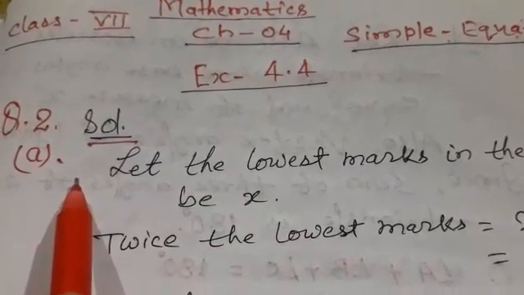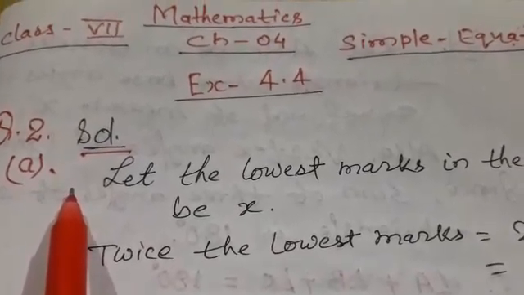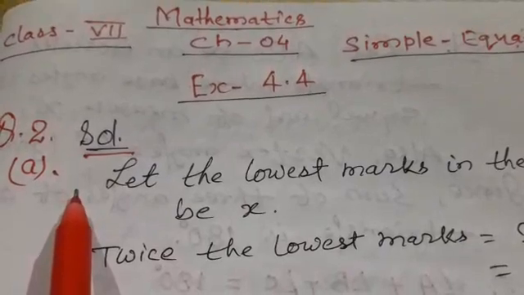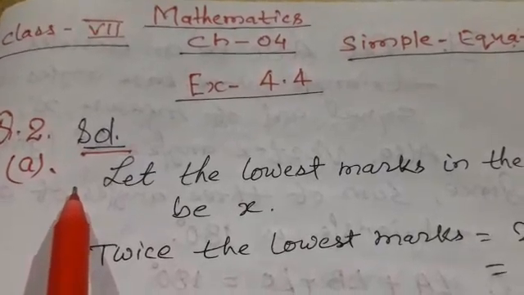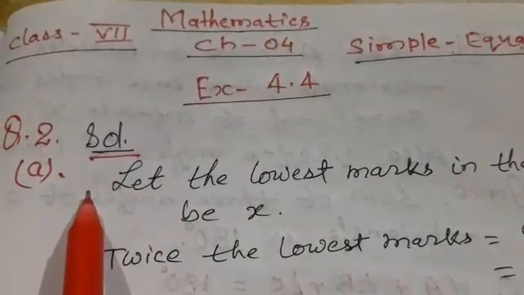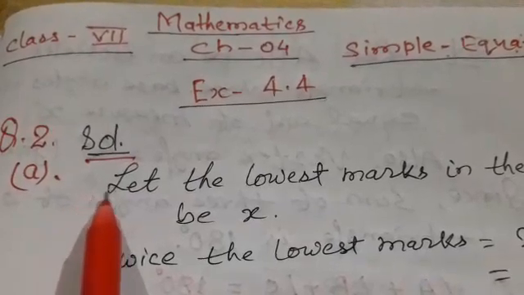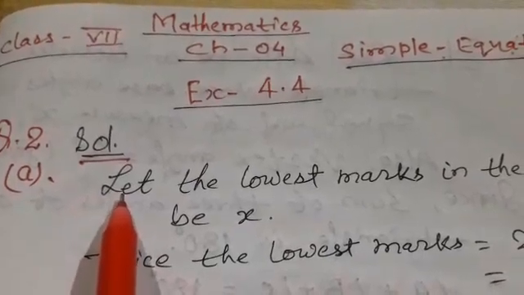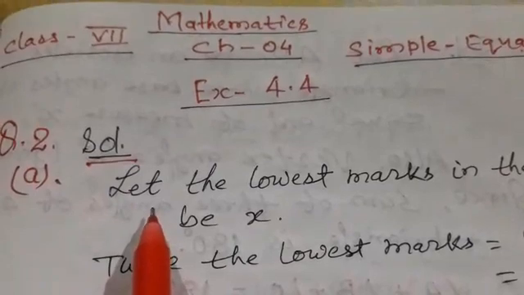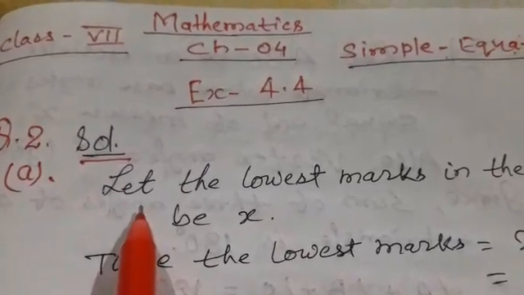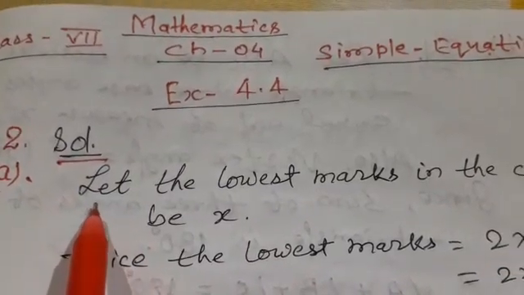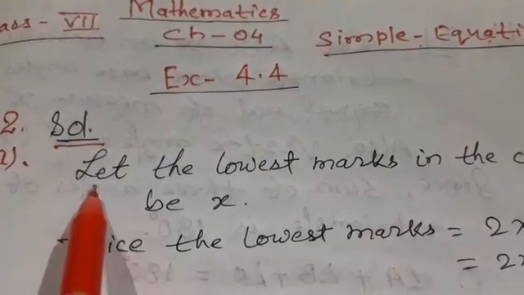The question is: the teacher tells the class that the highest marks obtained by a student in her class is twice the lowest marks plus 7. The highest score is 87. What is the lowest score? You read the question from the NCERT book. Dear students, here I write the solution of this question.